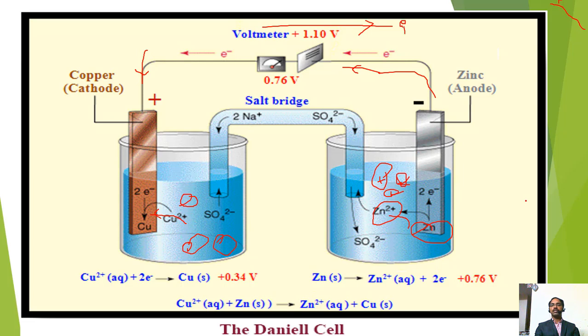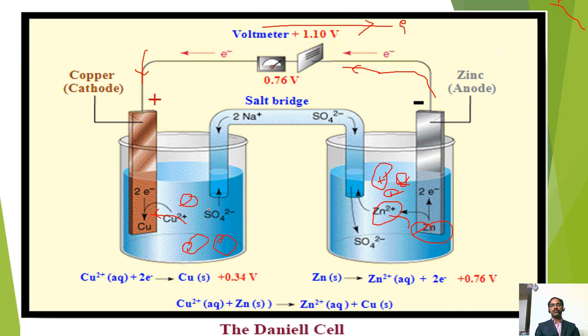To avoid this problem, we are using a salt bridge. In the salt bridge, salts are present. Suppose sodium sulfate is there. We are keeping it in agar or Al2O3 alumina, filling this tube, and then keeping this sodium sulfate solution. So wherever ions are required, those ions dissolve in the respective solutions.